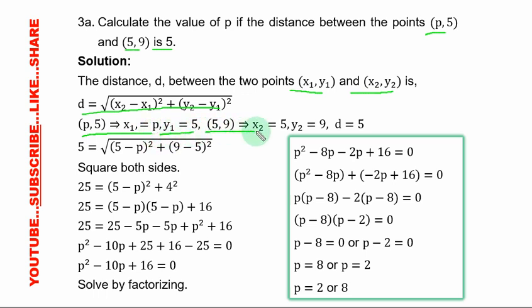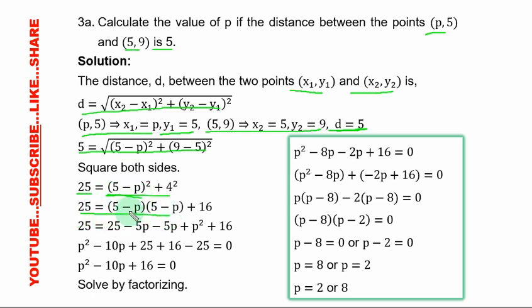The second point implies x2 equal to 5, y2 equal to 9, and the distance itself is 5. So you replace everything in the formula and you have this result. Square both sides so that the square root leaves the right hand side. If you square 5, you have 25 equal to the other terms without the square roots. So you have it in this form.